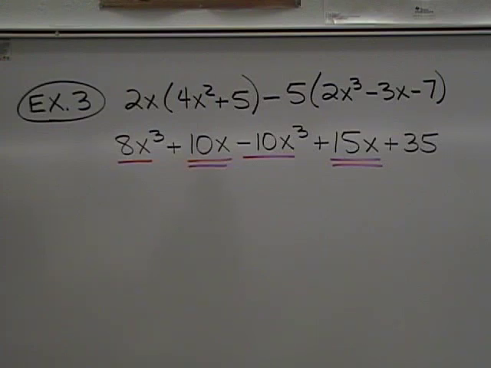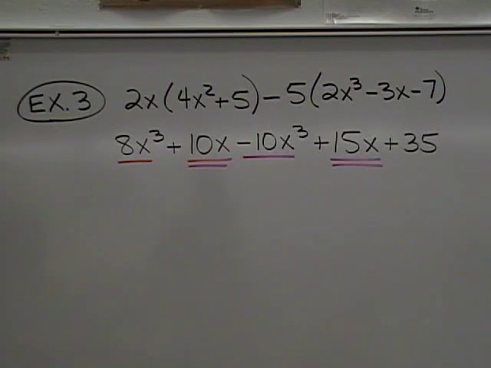Now we distributed the negative 5 times all three terms in the second parentheses, and we got negative 10x cubed. Then we had negative 5 times the negative 3x to give us positive 15x. And finally we had negative 5 times negative 7, which gave us positive 35. Now remember, we have to always check after we do our multiplication to see if we have any like terms, because we're not done until we combine like terms. And as you can see, we do have like terms.